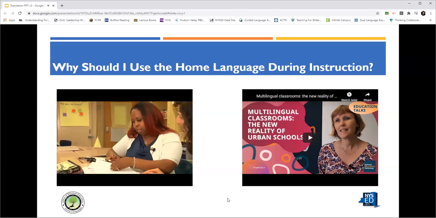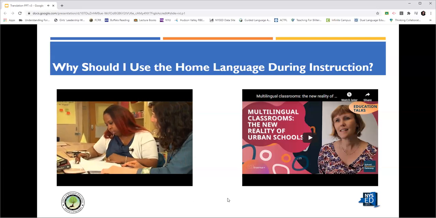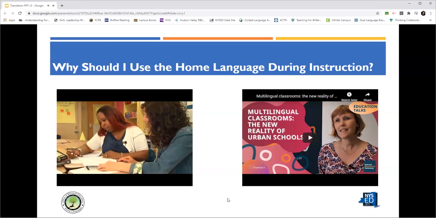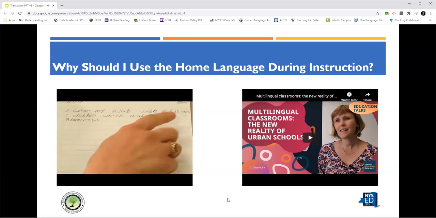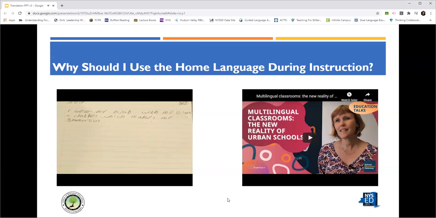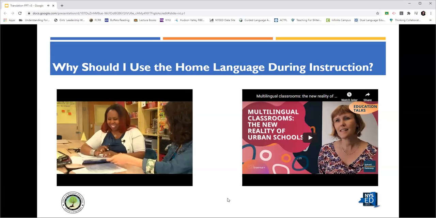But today's entry was awesome. Where is it? It says, I wear my hijab. I don't know what that says. With my Islamic clothes, which makes me glamorous. And I was like, yes, you are glamorous.